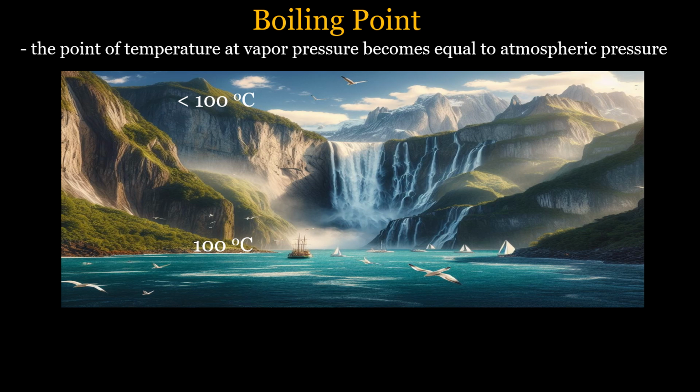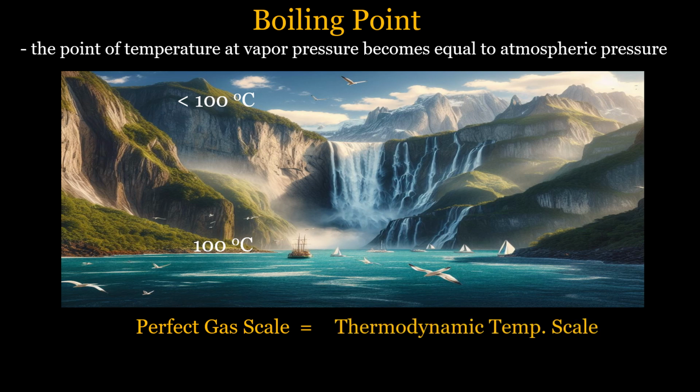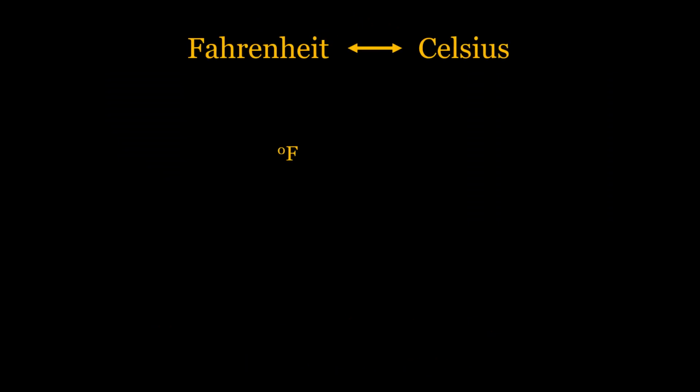From experiments, it has also been found that a perfect gas scale is actually a thermodynamic temperature scale. In this scale, temperature T is expressed in the units of Kelvin, K. Thermodynamic and Celsius scales are related as T in kelvins equals theta in degrees Celsius plus 273.15. Fahrenheit is another scale of temperature which has units of degrees Fahrenheit. Temperature units are interconvertible as shown here.